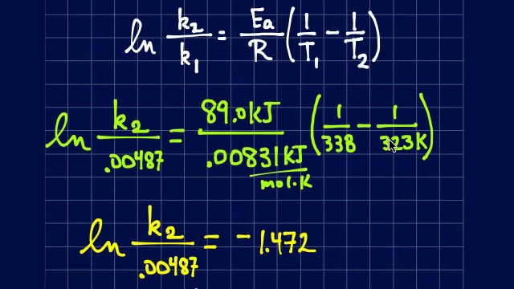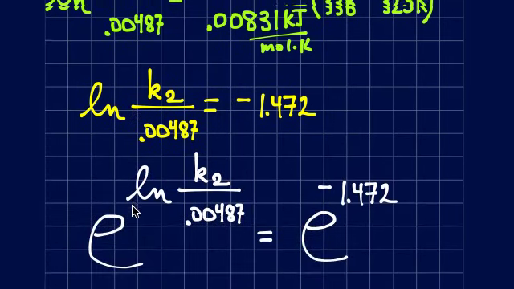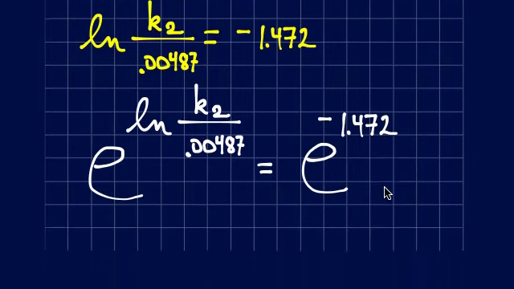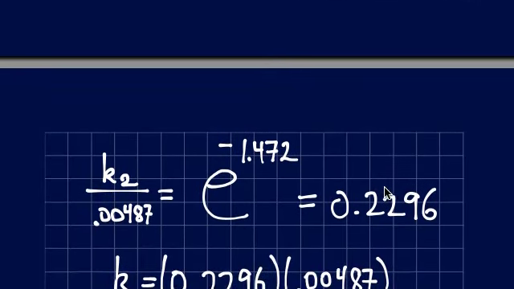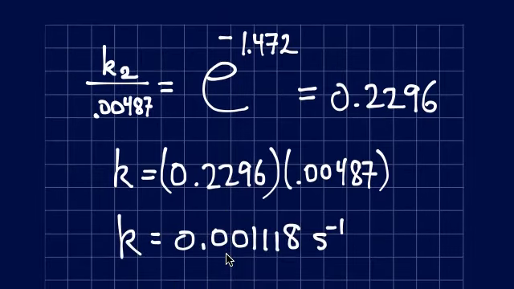That means this number must be bigger than this number. And to get rid of the natural logarithm, take e to the x on this side. The e to the x here cancels that out. E to the negative 1.472 is 0.2296. And so multiply both sides by 0.00487, and my constant comes out to still a small number, but who in the world could have predicted that to be the case?